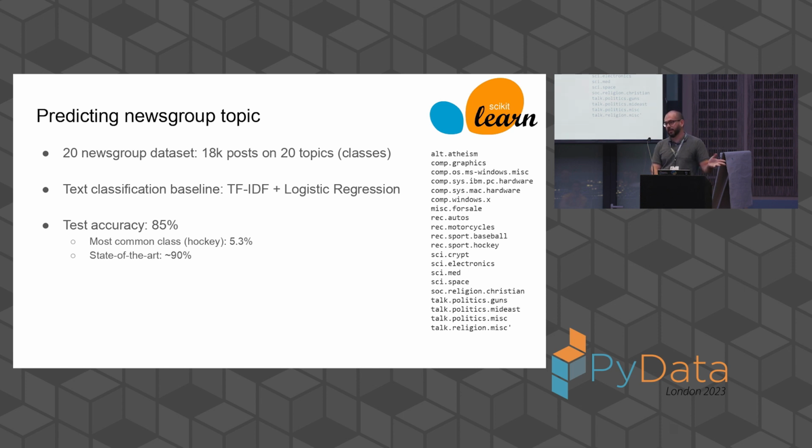And I just went with a text classification baseline, TF-IDF logistic regression, that is a bag-of-words linear classifier, and I got a test accuracy of 85%, which is close to the state-of-the-art using deep learning of 90%.